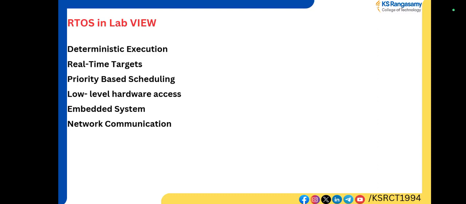And it provides low-level hardware access because it directly interfaces with hardware input/output for precise control and data acquisition. Then embedded systems. We can develop applications for embedded systems where timing, flexibility, and critical reliability are all achievable. Network communication. Real-time applications can communicate with other systems over networks like TCP/IP, UDP, and other protocols.